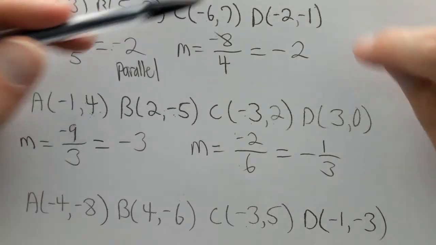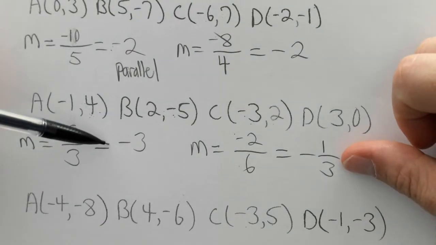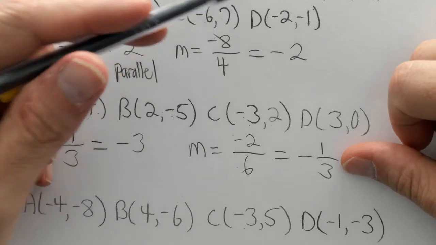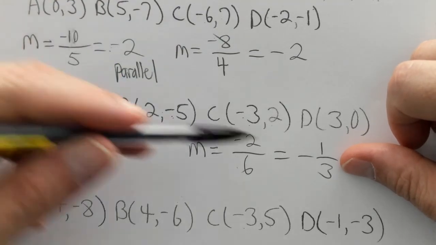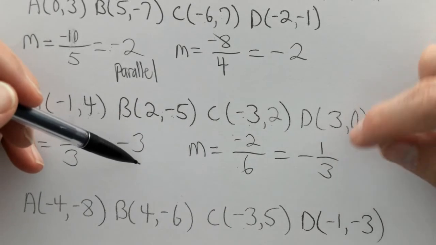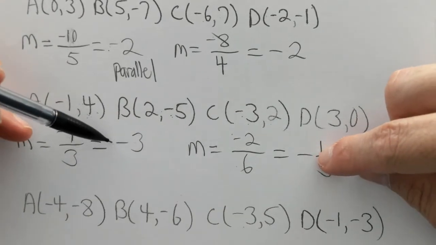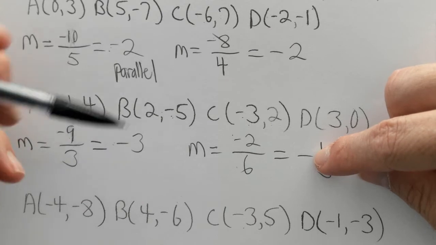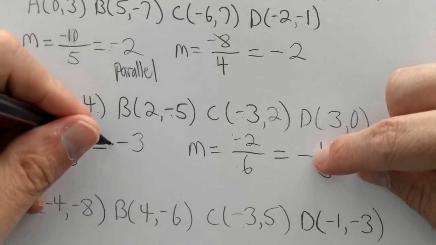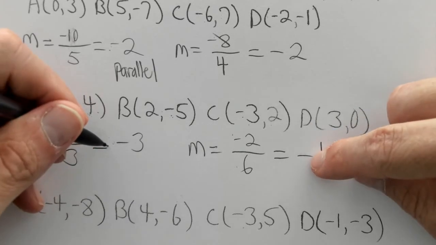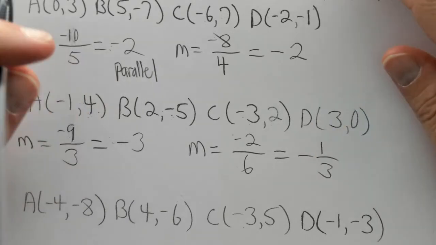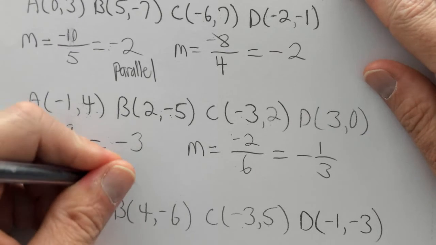Are they parallel? No, because the slopes are not the same. Well, are they perpendicular? Well, are these slopes opposite reciprocals? They may be reciprocals because 3 over 1 flips to 1 over 3. However, they are not opposite. They are the same sign. They're both negative. Remember, opposite reciprocal means different signs and flipped fraction. If the different signs part is not there, then you can't say it's perpendicular. So the answer to this one is neither.